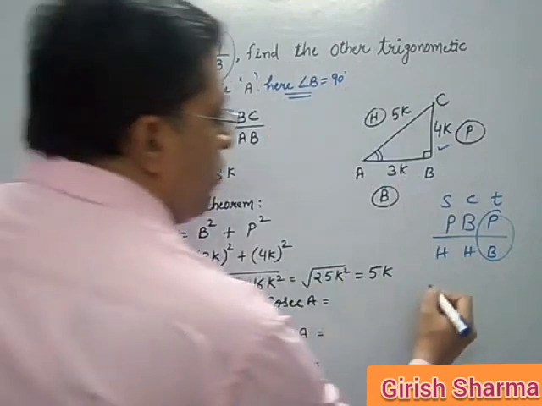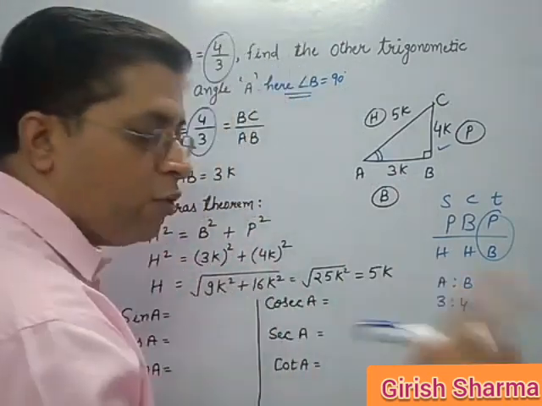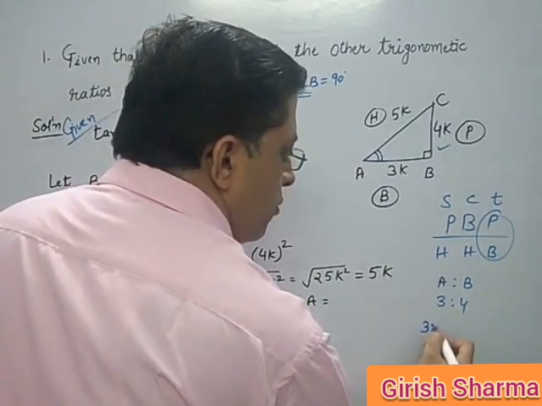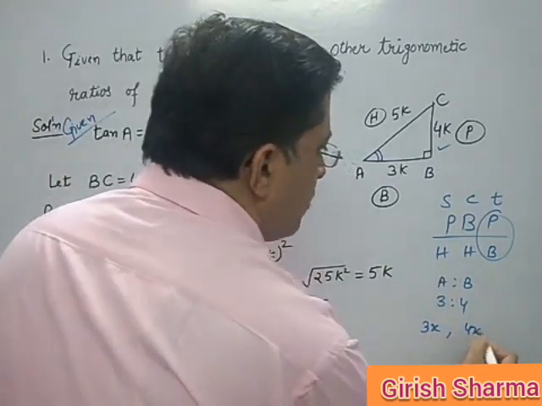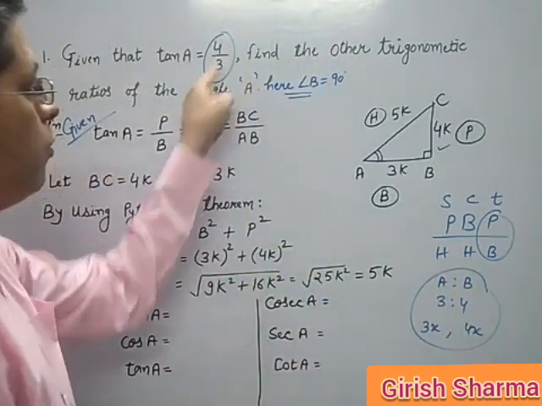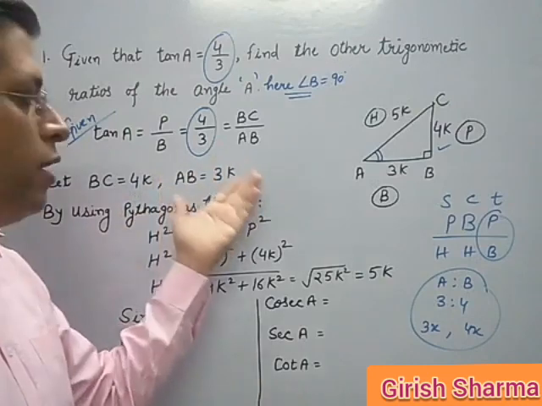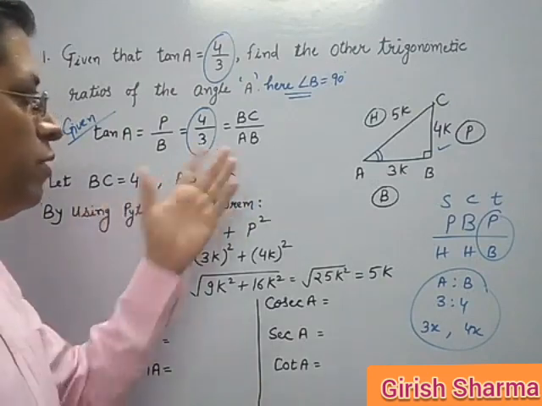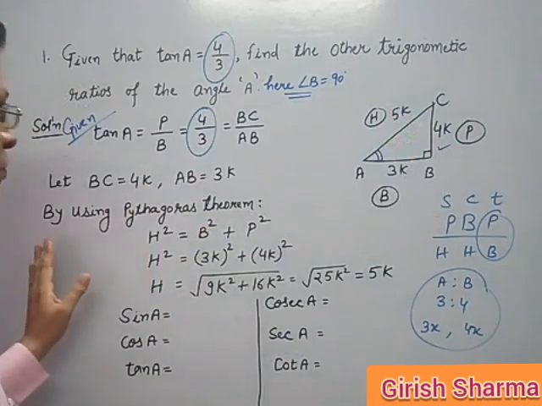Likewise, if we have given A ratio B as 3 ratio 4, then what will be the lengths? That time we take 3x and 4x. Here it is given to you 4 ratio 3, so that time you have to take 4k and 3k. You can take any alphabet, but for our convenience I am taking k here.